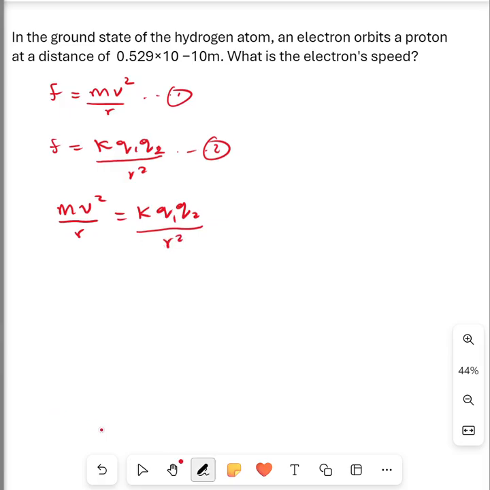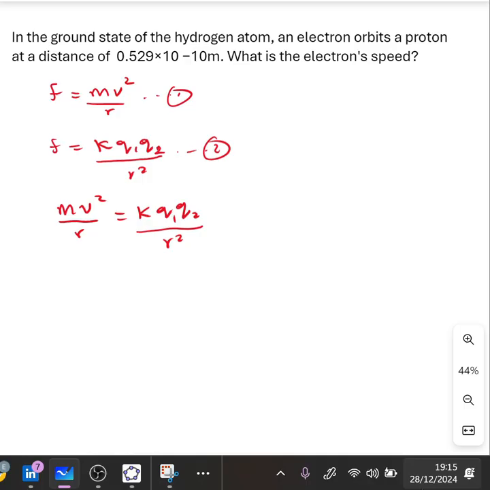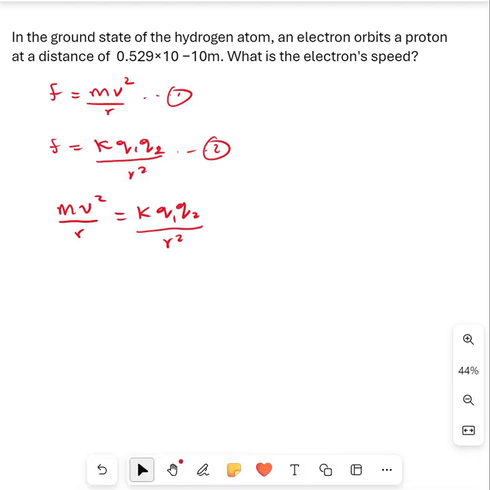Remember we're looking for the speed, so we need to make V the subject of the formula. How do we do that? By simply crossing over R. So V squared will be equal to K Q1 Q2 divided by M R, since the M comes down.